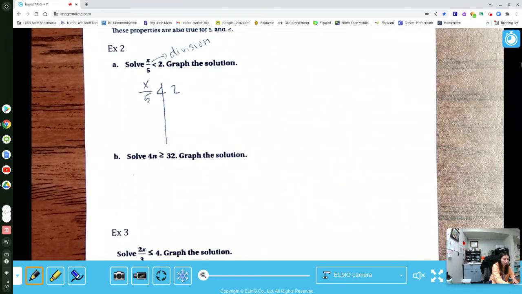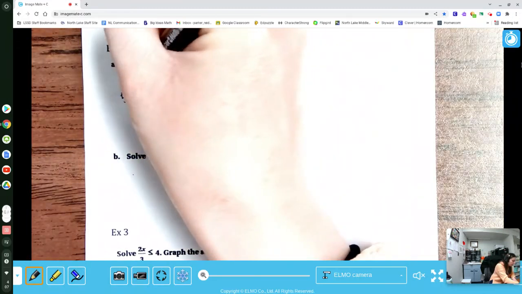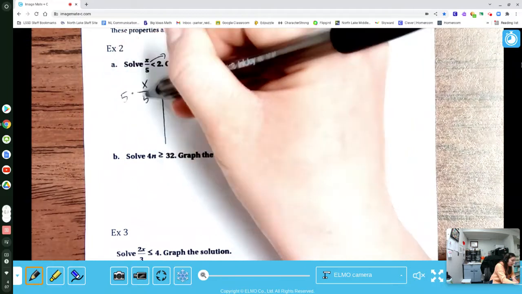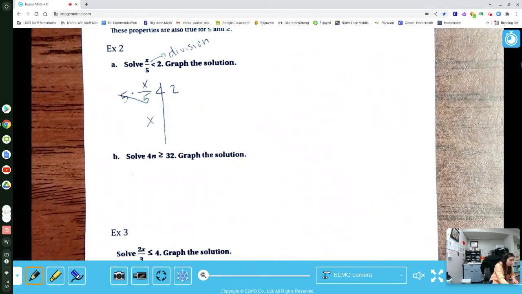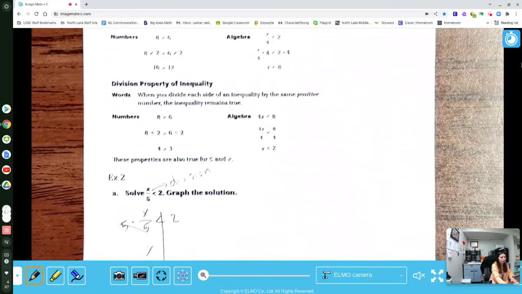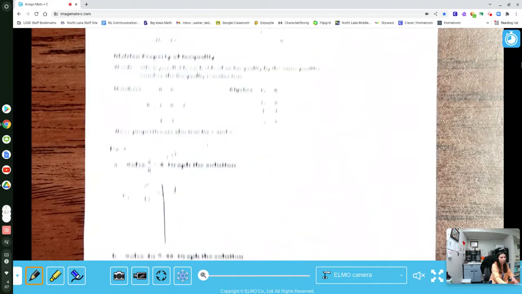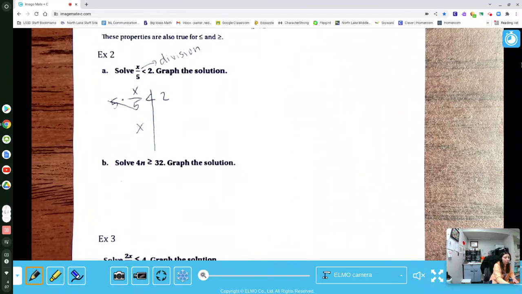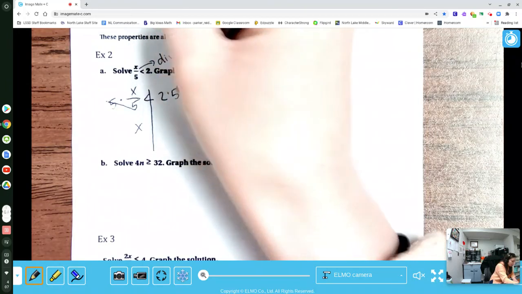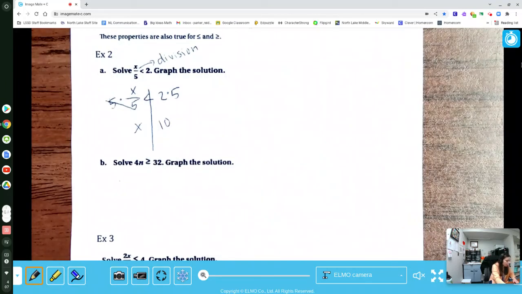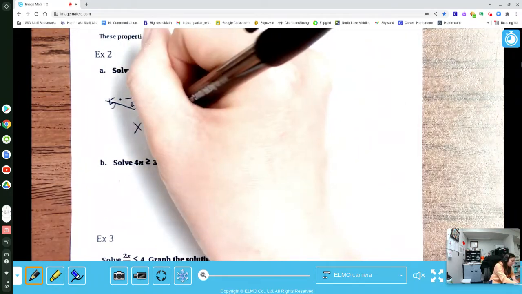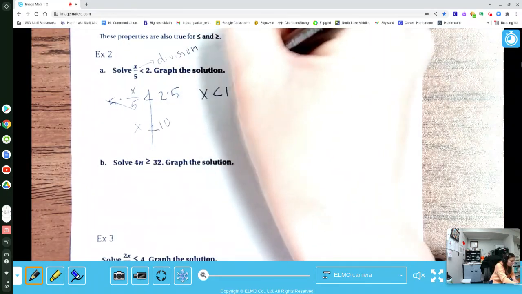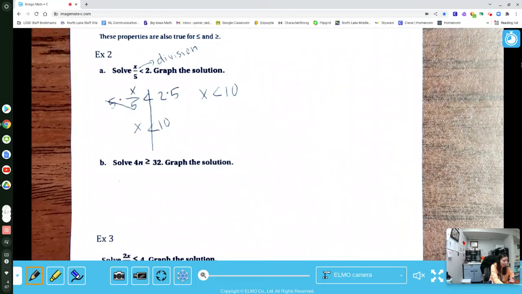So to undo divided by 5, I'm going to do the opposite. I'm going to multiply it by 5. Times 5 divided by 5 undo each other, leaving only x behind. But based on our multiplication property of equality, if I multiply one side of an inequality by a number, I need to do the same to the other. So 2 times 5, I get 10. And then don't forget the symbol in between. We're just going to copy down the same one from above. X is less than 10. This means that as long as x is less than 10, our original inequality will be true.